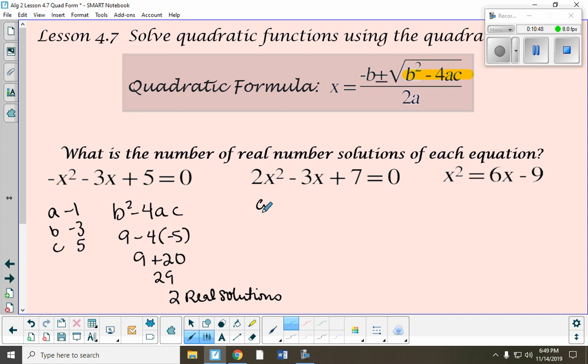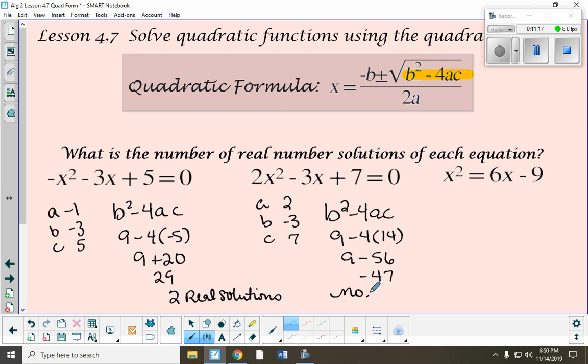In the next one, we'll write down our a, b, c. And if we look at just the b squared minus 4ac, that's not finding the solutions. It's just telling us how many we're going to have. B squared, negative 3 times negative 3 is 9. Minus 4 times 14 would be 9 minus 56, which is a negative 47. And that's negative, so we would say there are no real solutions, because we can't take the square root of a negative and get a real number.